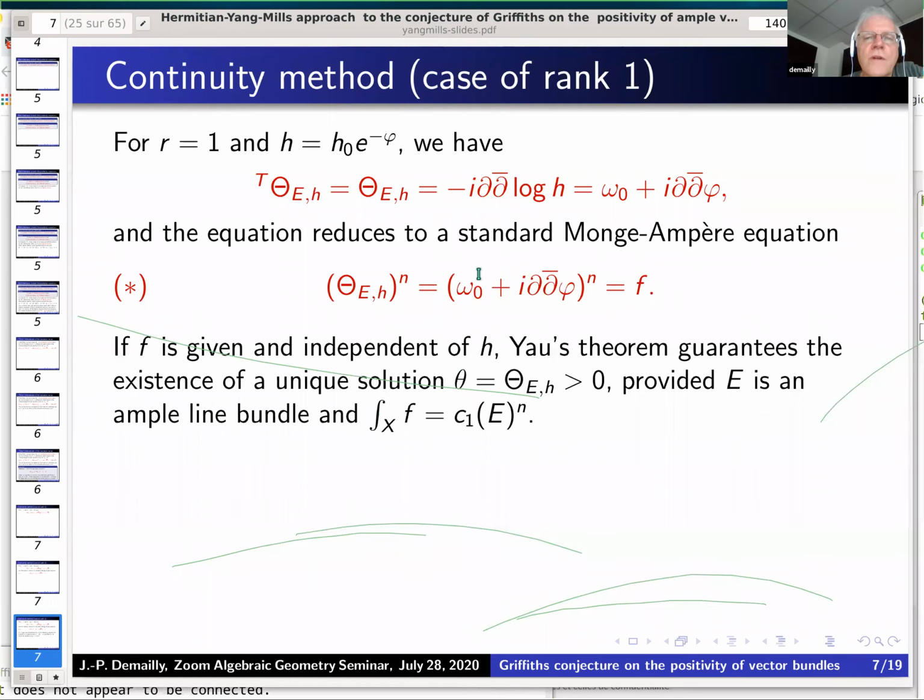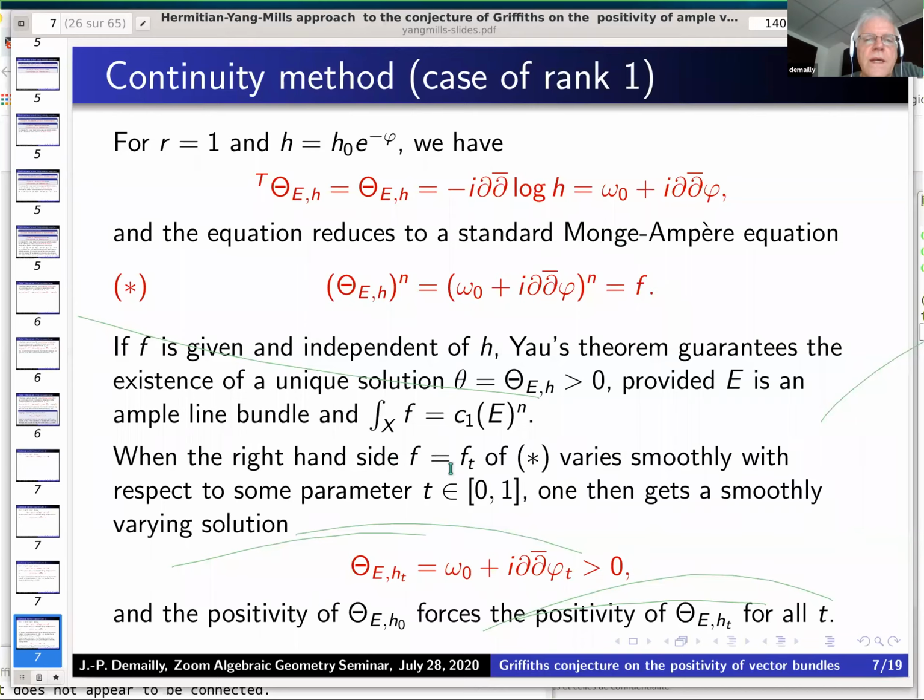Of course, the total integral of this by Stokes' theorem has to be the top intersection number of c1 of E. There's a normalization factor 2 pi, which I may have forgotten. Okay, there should be a 2 pi. I forget it usually. So provided you have this correct volume, then of course, by Yau, you can solve this. And now assume that you deform f as a family f_t depending on time, with a time parameter t between 0 and 1. Then by existence and uniqueness, you get a family of solutions giving rise to a Hermitian metric h_t on the line bundle. And if you keep those f_t to be strictly positive, then this will keep also the solution to be a positive 1-1 form. So you do not escape from the connected component.